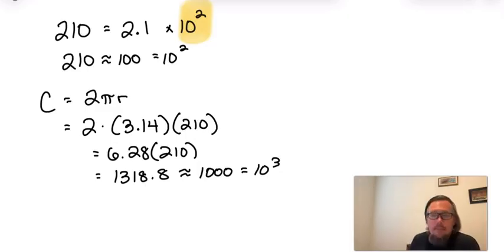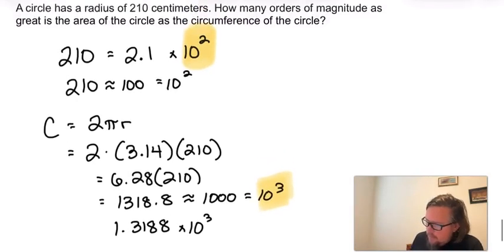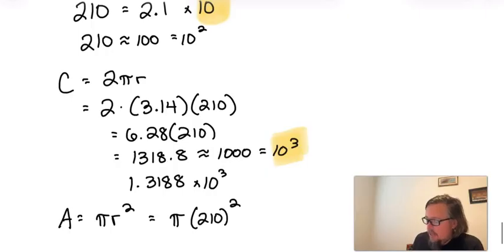But again, if we want, we can write this in scientific notation: 1.3188 times 10 to the 3rd power. Either way, we just care about the order of magnitude, which is 10 to the third. So the question is, how many orders of magnitude as great is the area of the circle as the circumference of the circle? So we've got the circumference as 10 to the third. Let's find the area now. The area is pi r squared, which is pi times 210 squared.